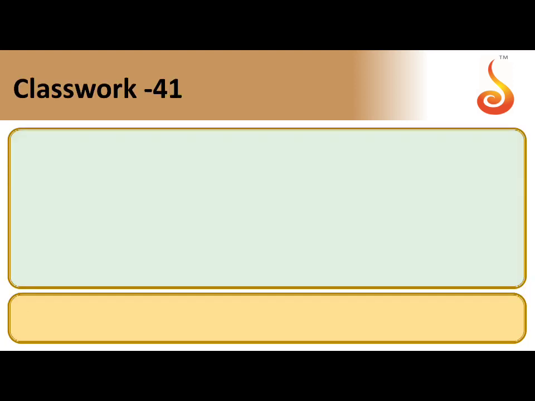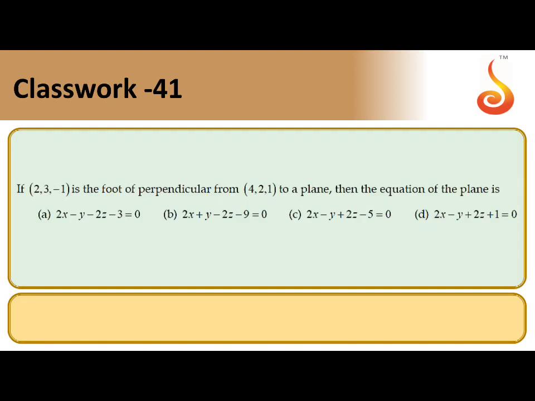Check the answer. Answer D is correct. Next, the fourth one. (2, 3, -1) is the foot of the perpendicular drawn from the point (4, 2, 1) to the plane. Then the equation of the plane is asked. They want the plane equation.